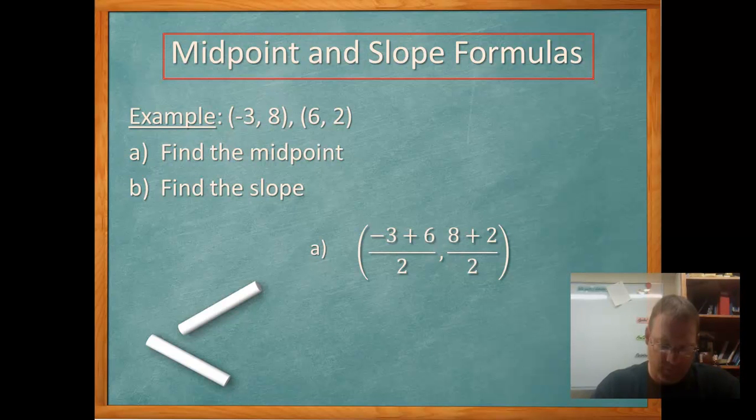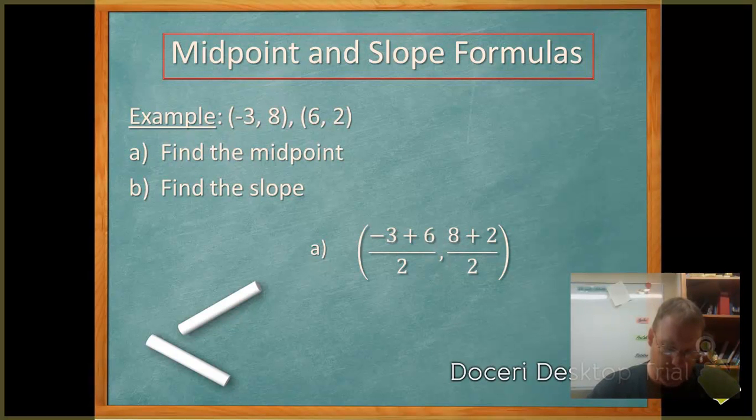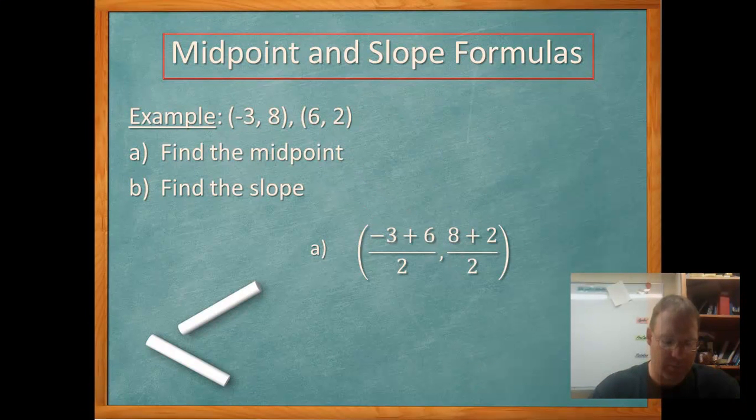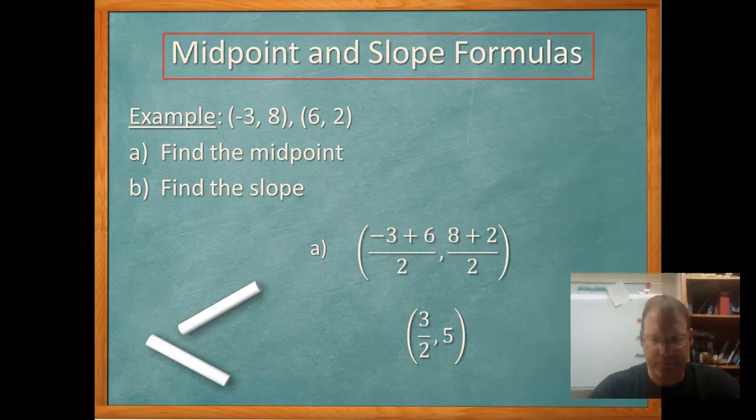So if you notice, add the x's, divide by 2. Add the y's, divide by 2. Really, it's that simple. -3 plus 6 is 3 over 2. 8 plus 2 is 10 over 2, which is 5. So your midpoint is 3/2, 5.